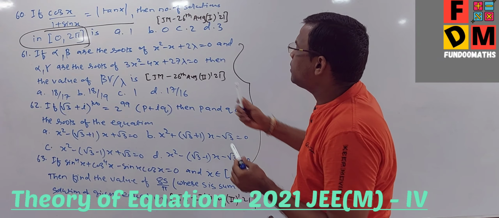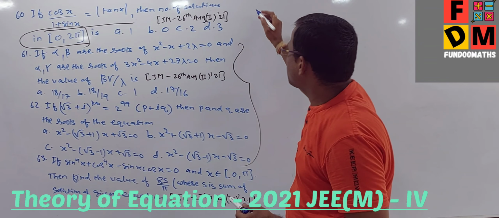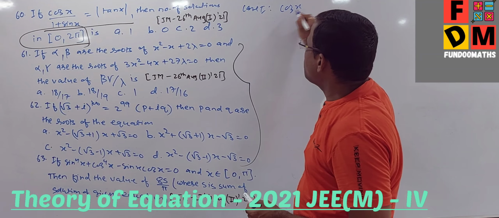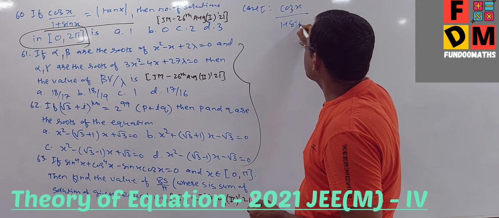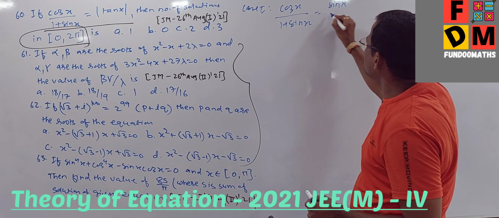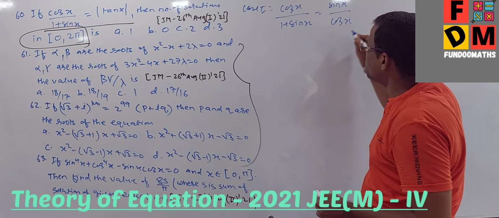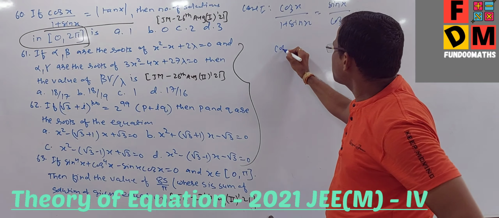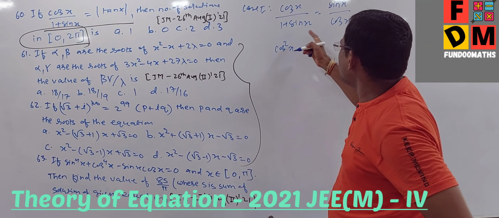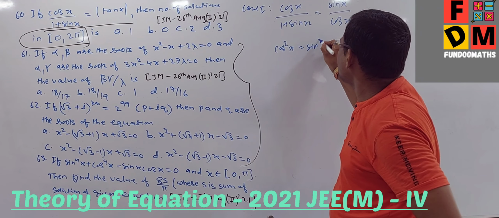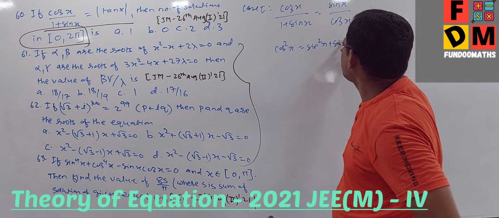Let me take the positive value of tan x first. So case 1: cos x upon 1 plus sin x is equal to positive tan x, which is sin x upon cos x. Very simple question, it's a 10th standard question. Cross multiplying, it is cos square x, and on the other side it is sin square x plus sin x.